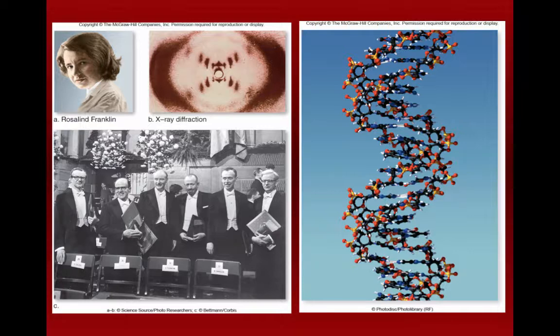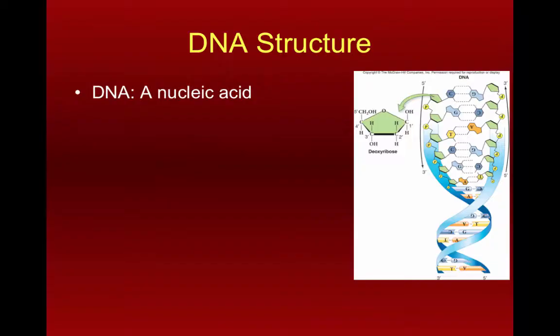Rosalind Franklin, we see on the top here of this slide, was instrumental in figuring out the overall shape of DNA as a double helix. She worked with X-ray crystallography and was able to, based on that process and some very complicated mathematical equations, figure out what the shape was. Other people, Chargaff, Watson, Crick, there's a whole slew of other people also involved with figuring out what DNA looks like and what it does.